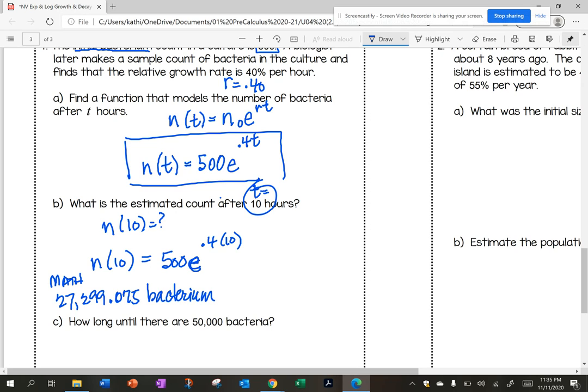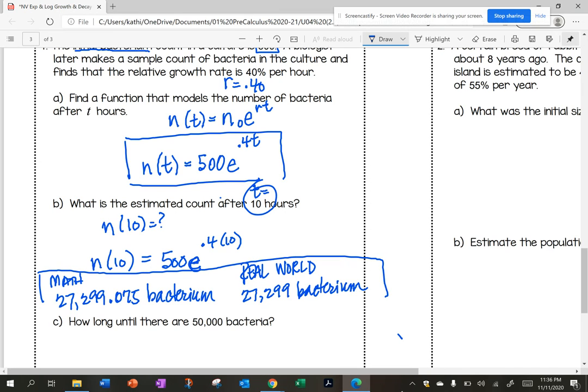Because I round to 3 decimal places when I'm talking about exponential or logarithmic. But in the real world, I can't have a partial bacterium. And I don't round up for 0.5 or above. I can't have a whole if I have a partial one. So in the real world, the rounding would be 27,299 bacterium. So the farther you go in math, the more you have to understand: is the answer expected as a mathematical answer or a real world answer?